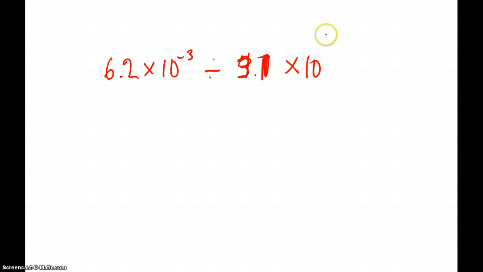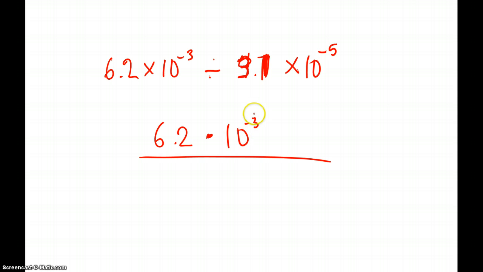Last thing, let's do a quick scientific notation problem and then we'll be done. So if I give you something like this, 6.2 times 10 to the negative 3 divided by, I don't know, I'm going to do 3.1, because I don't know what 4.7 is in my head, 3.1 times 10 to the negative 5th. So, same as yesterday, just follow the rules. If I do this, I have 6.2 times 10 to the negative 3, over 3.1 times 10 to the negative 5.